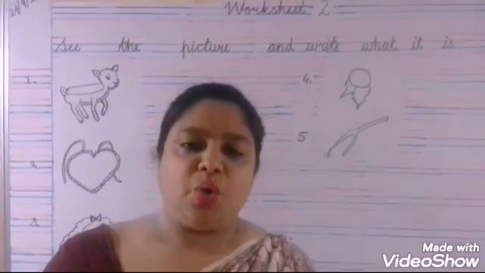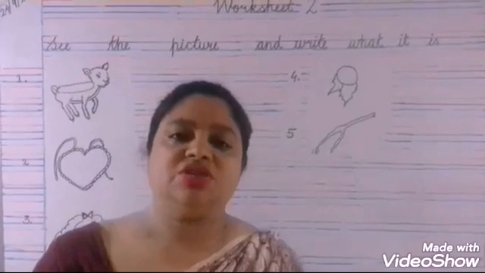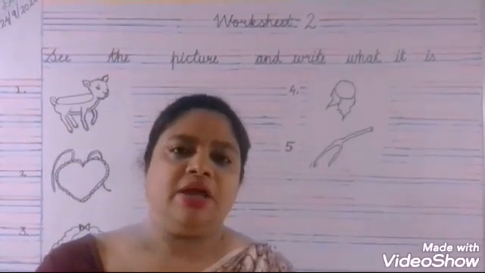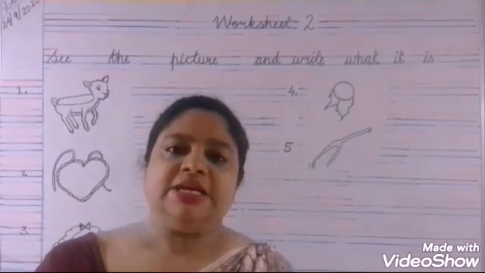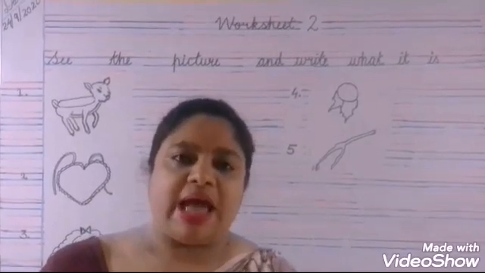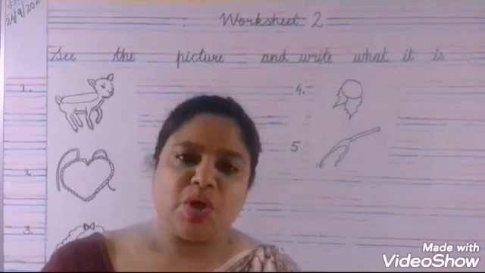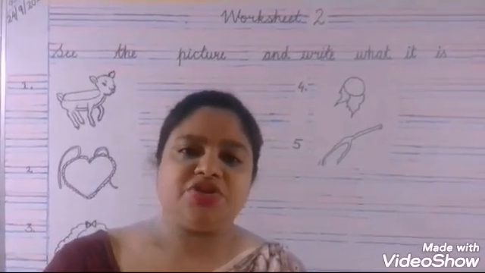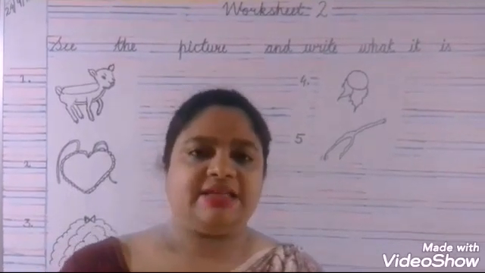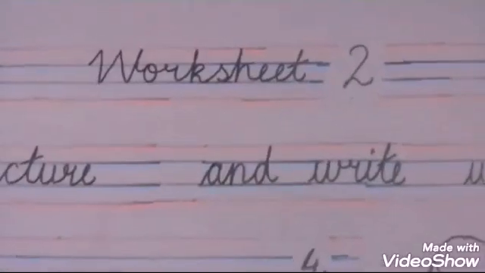I hope you all have done the introduction and written worksheet 1 of chapter 3, Meet Caddy the Kid, in your notebook. And today we are going to do worksheet 2 and worksheet 3. In worksheet 2, we are having see the picture and write what it is. As you can see on the board, worksheet 2.